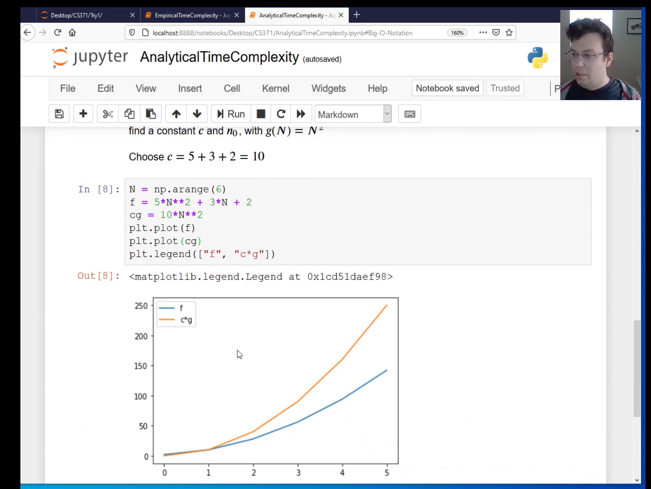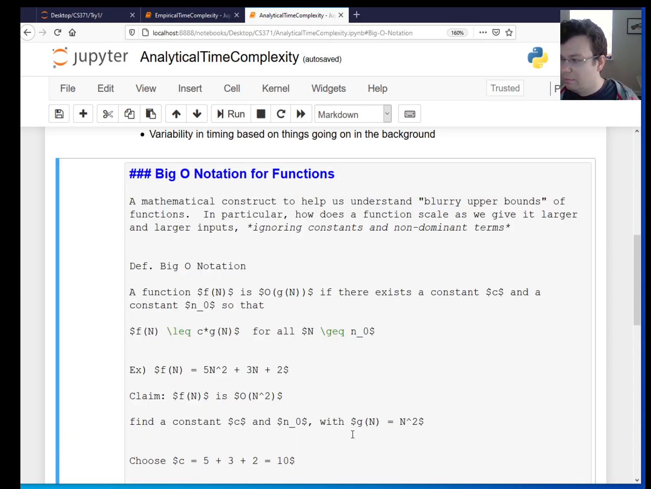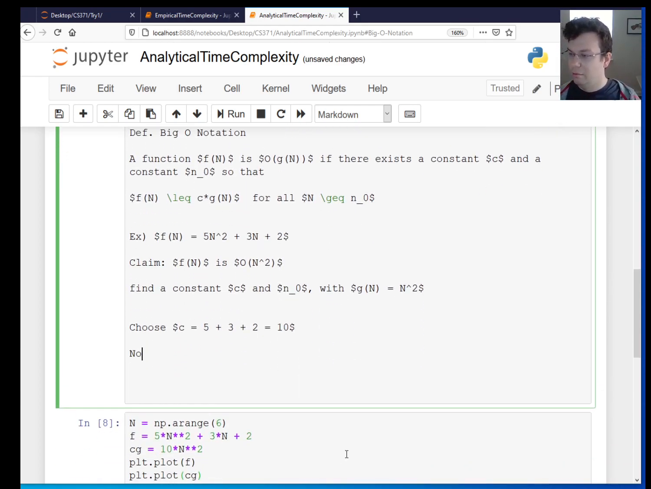All right, so what we see actually is that it seems like I picked the right constant. I can see at 0, f is actually greater than c times g, but at 1 and beyond, it seems like c times g is greater than or equal to f, and that's what we wanted. So the way that we complete the proof is just by noticing.